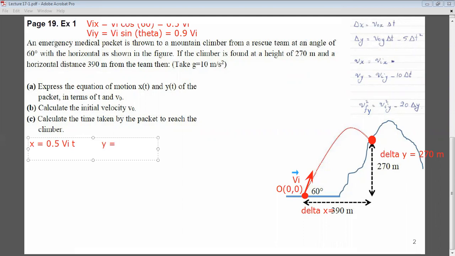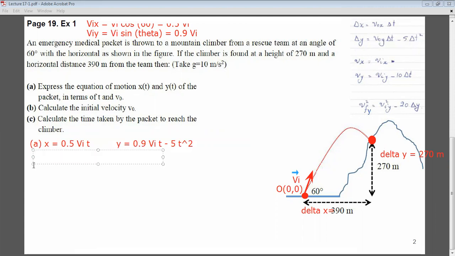Y equal V initial. This is part A to save space. Okay, y equal to V initial y delta t here, equation number 2. V initial y delta t minus 5 delta t squared. V initial y is 0.9 V initial. So this is 0.9 V initial t minus 5 t squared. Okay, so this is part A.